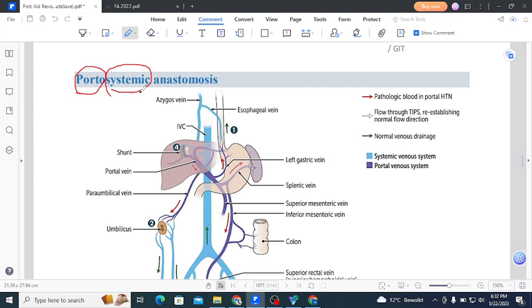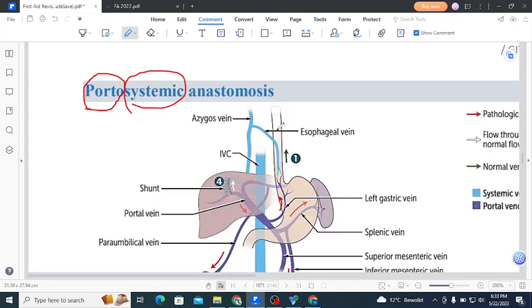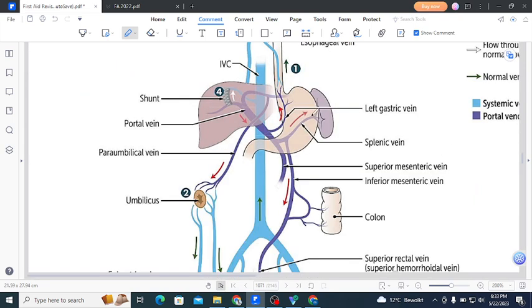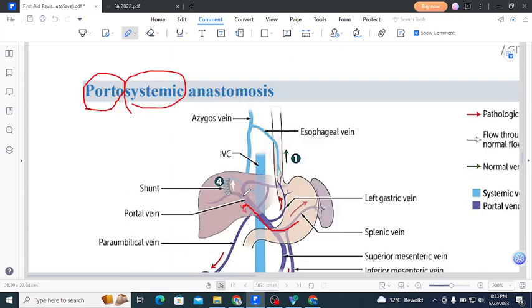In the very first point, they are saying the pathological blood flow in portal hypertension flows to the tips. Okay, so how does the normal venous drainage take place? Let's see the normal venous drainage. Let's suppose that from the GIT, the blood enters the portal venous system. From the portal venous system, the blood goes to the hepatic veins, and from the hepatic vein it goes to the inferior vena cava.